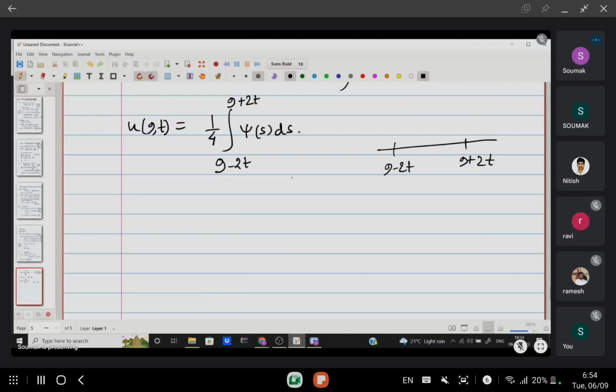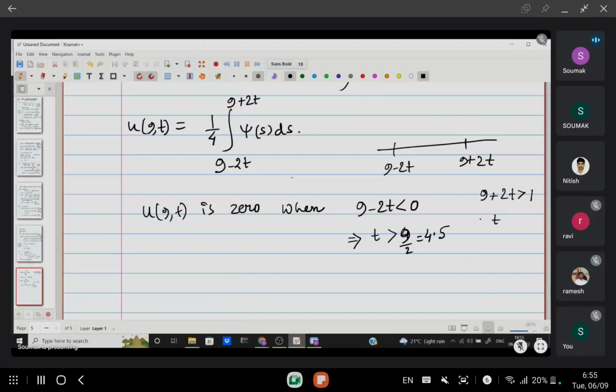So u(9,t) is 0 whenever 9 minus 2t is negative, which implies t is greater than 9 by 2, that is 4.5. And 9 plus 2t is always greater than 1. This holds because it implies t is greater than minus 4, but we already have t greater than 0, so it is always true.